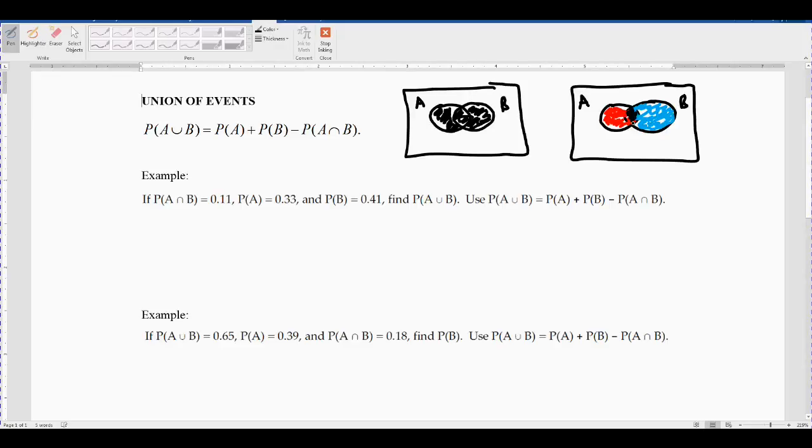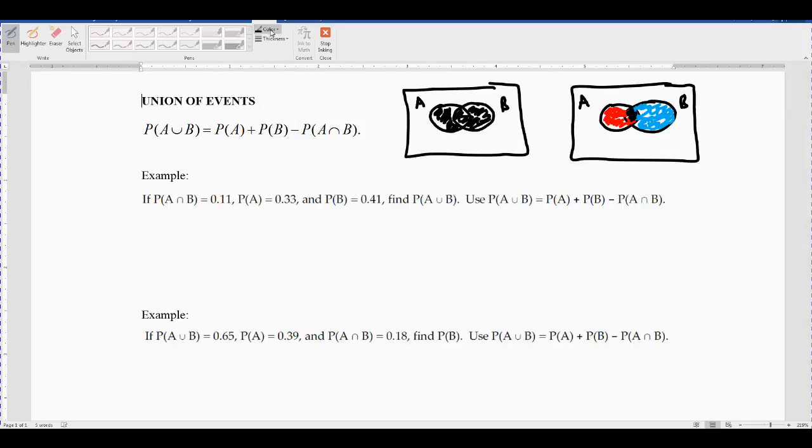So that region was counted twice. We don't want to count it twice. So what that means is we've got to subtract it off. And that's called the intersection of the two. So that's why you've got to take the probability of A, which is all that circle, plus the probability of B, which is all that circle, and subtract off the intersection of the two, because it's been counted twice. We only need to count it once. That's why it's only subtracted once and not twice.